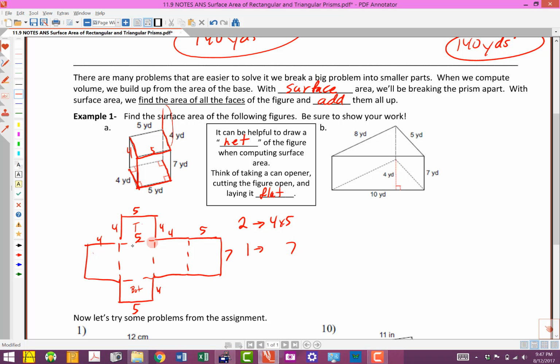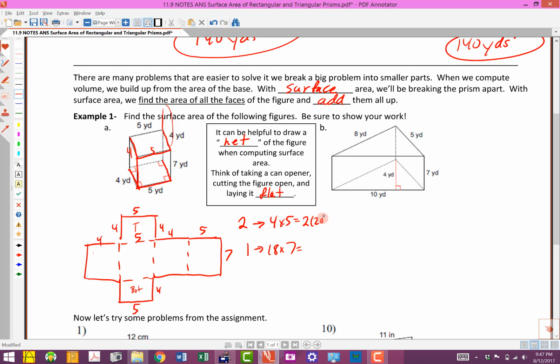How far is it from here to here? Well, 4 plus 5 is 9. And let's see, another 9, so this is going to be 18. So 18 times 18 times 7. If I were to multiply those two together, that's going to give me the area of the side. Sometimes we call that lateral area. And then I've got 2 of these guys right here.